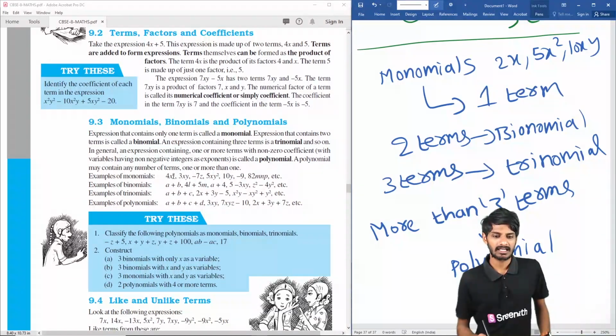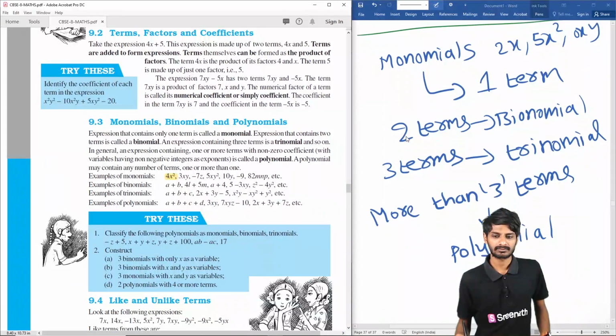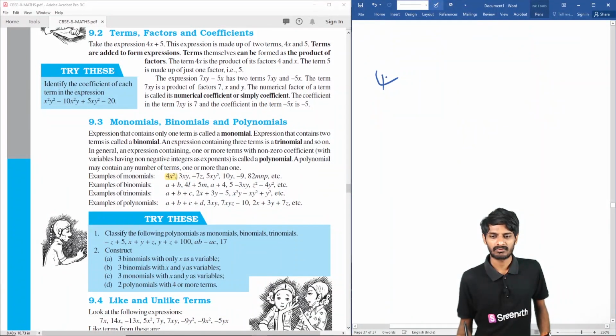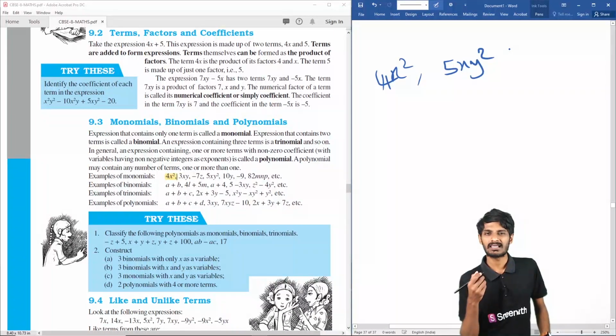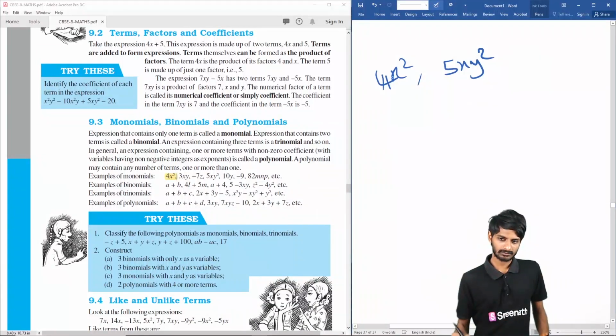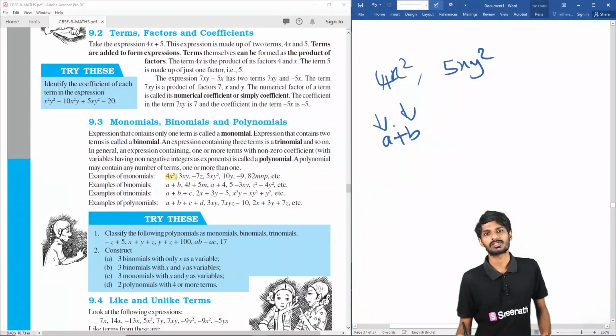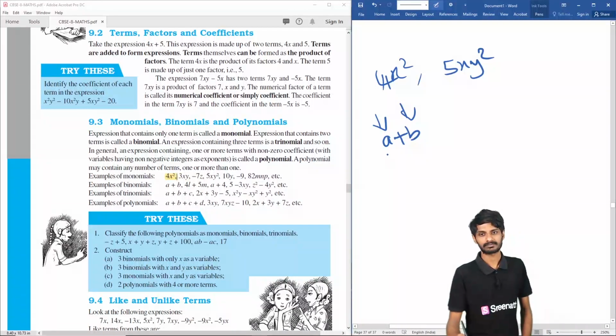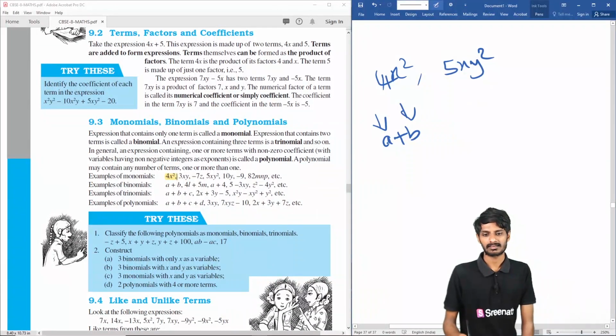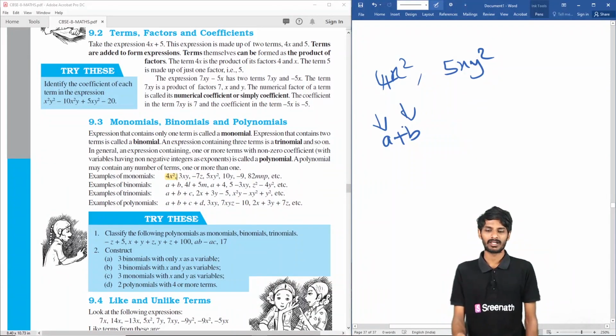Okay, here are more examples: 4x square and 5xy square. These are examples of monomials. Only a single term, no plus or minus is there. Coming to binomials, a plus b is a binomial. Here a is an expression and b is also an expression. Two expressions are there, and they are combined by plus. That's why it is a binomial.